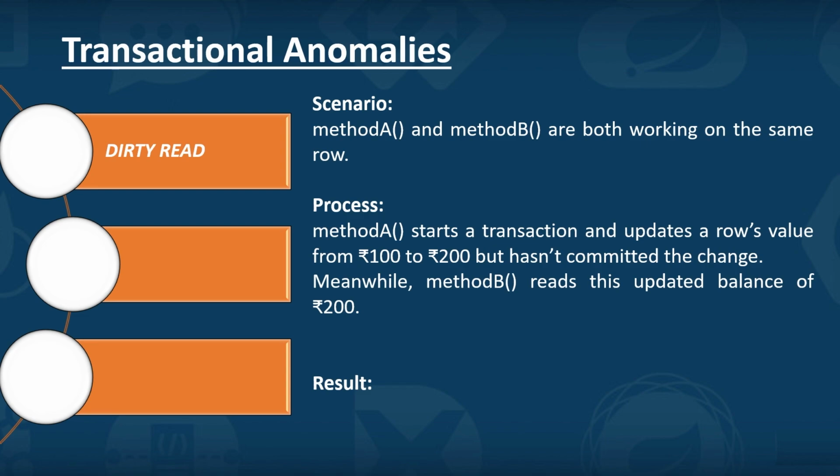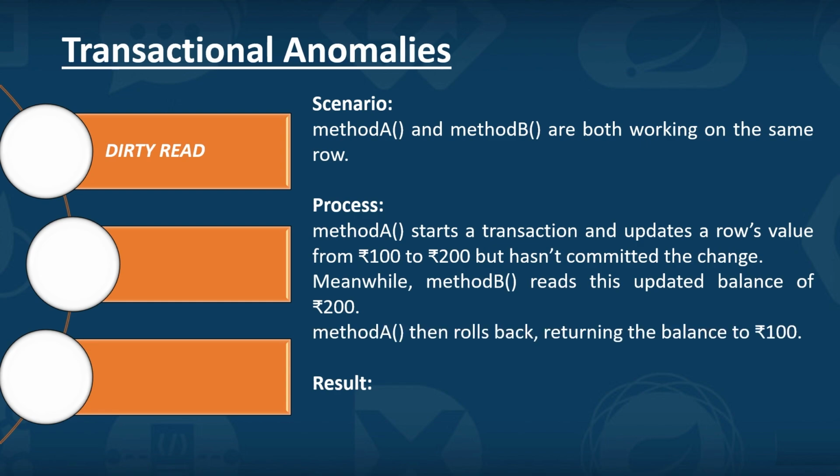Now because that particular row has been taken in the persistence context, method B, instead of actually hitting the database, will simply read from the persistence context or that particular cache. Now in the cache the value is 200. In the database it is still 100, but in the cache it is 200 because method A was about to save. So method B will read the value and return 200.